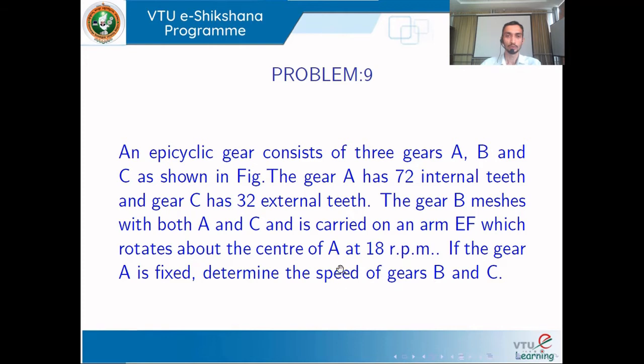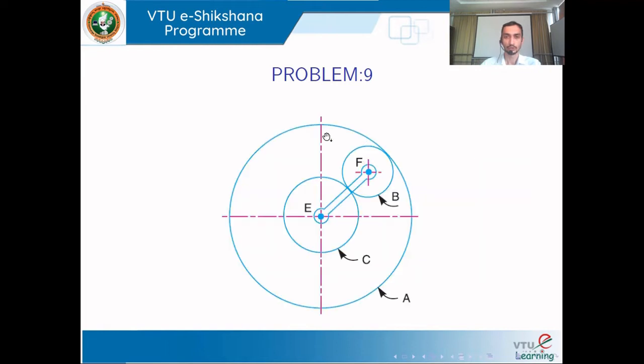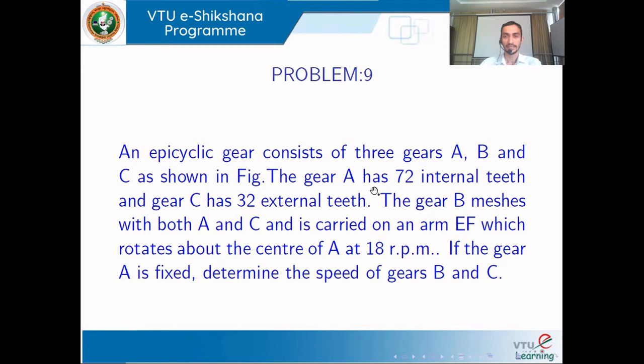In this problem, the statement goes like this. An epicyclic gear consists of three gears, A, B and C, which is as shown. So A, B and C are the three gears. Gear A has 72 internal teeth, gear C has 32 external teeth. Gear B meshes with both A and C and is carried on an arm EF, which rotates around the center of A at 18 rpm.